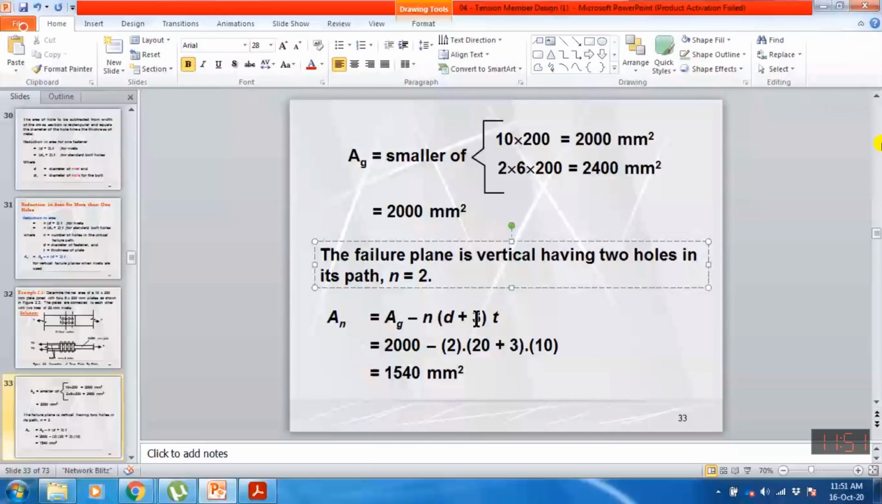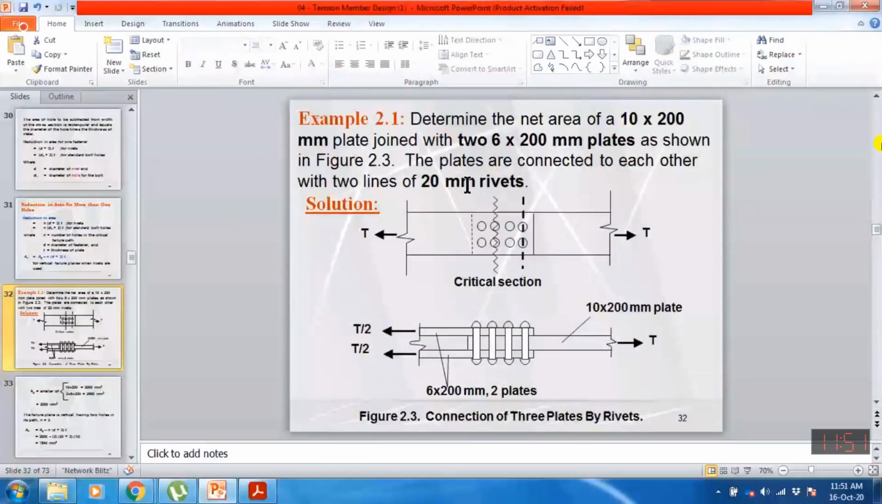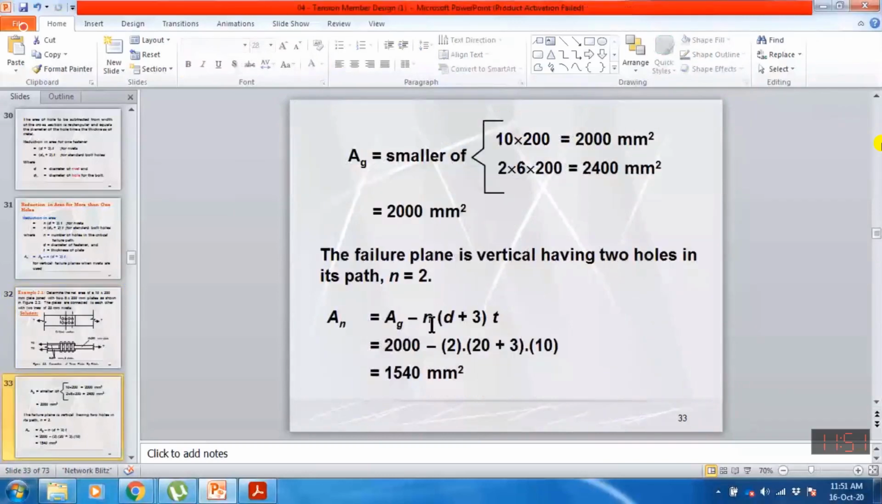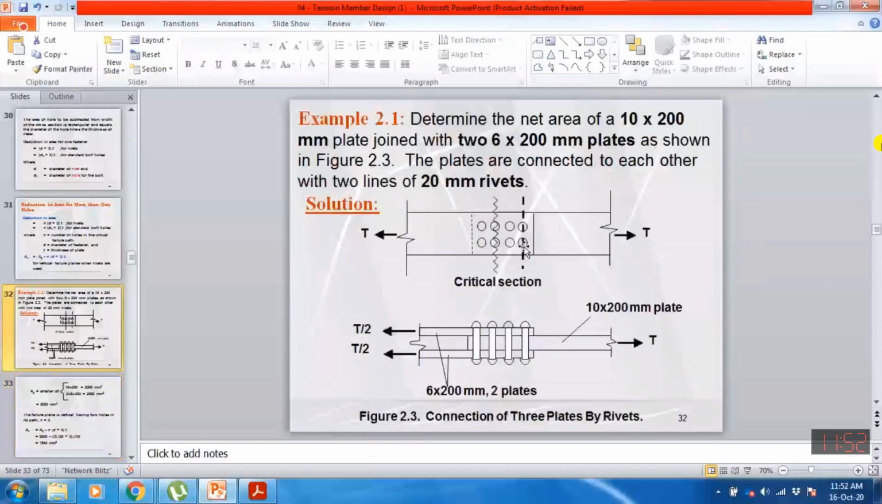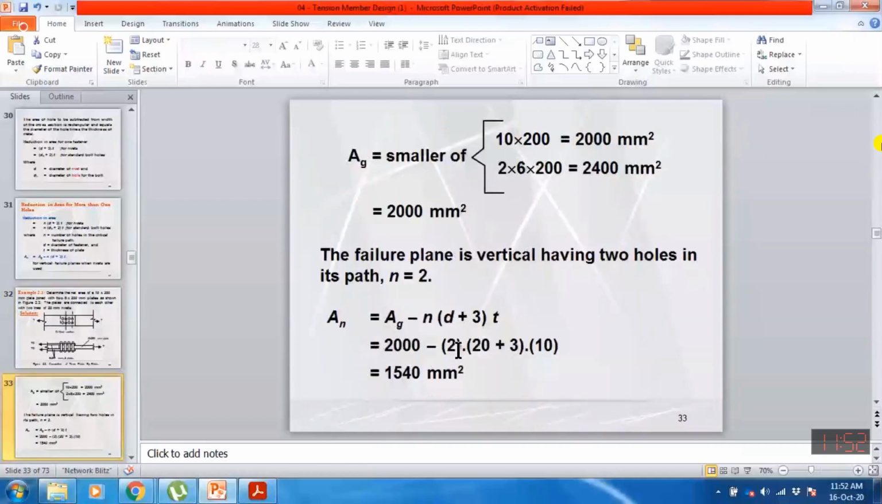For a 20 mm rivet, the formula will be n into (d plus 3). D is the diameter of the rivet, 20. The 3 is the extra margin, the margin of the hole to accommodate the rivet plus damages considered. And n is 2 because at any cross section there are two holes punched, since failure will occur perpendicular to the length. So the net area is 1544.